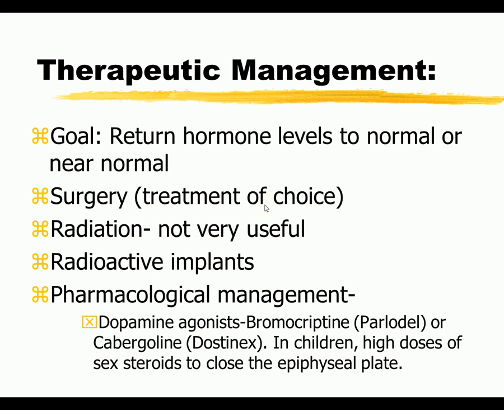So what's our management? Return the hormone levels to normal or near normal. How do we do that? Through surgery. That's our treatment of choice. Radiation's not very helpful, and radioactive implants have their own problems. As far as pharmacological management, that's what we'll try. You have dopamine antagonists. Parlodel is one of the drugs of choice, our main one that we use. And in children, high doses of sex steroids to close the epiphyseal plate early.